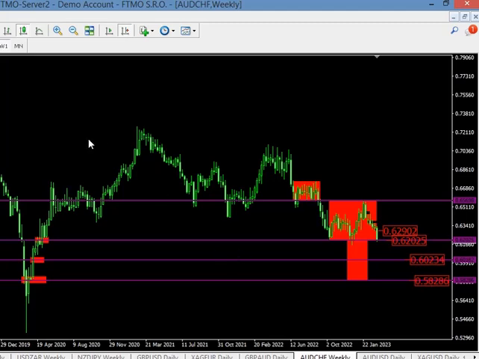So that's it for the Australian dollar, the Aussie dollar against the Swiss franc.